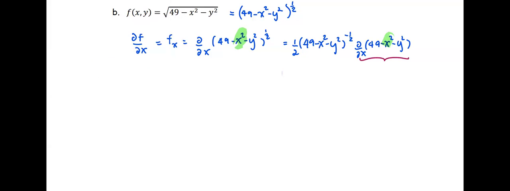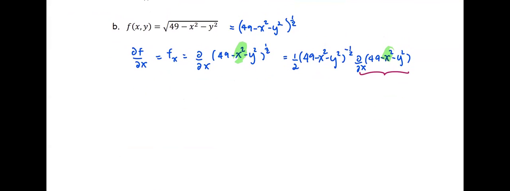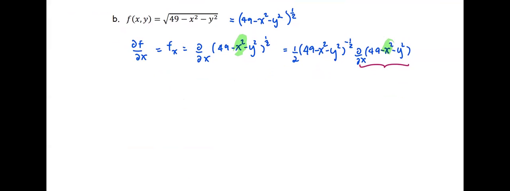For this portion, the derivative of 49 is 0. The derivative of x squared gives 2x with a negative in front. The derivative of y squared is 0.